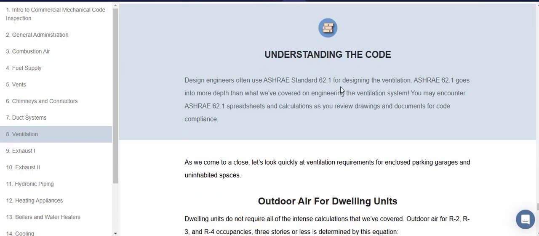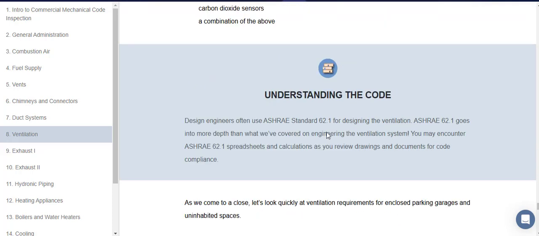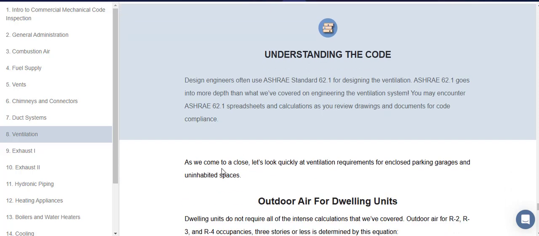Understanding the code. A design engineer often uses ASHRAE Standard 62.1 for designing the ventilation. ASHRAE 62.1 goes into more depth than what we have covered on engineering the ventilation system. You may encounter ASHRAE 62.1 in spreadsheets and calculations as you review drawings and documents for code compliance.